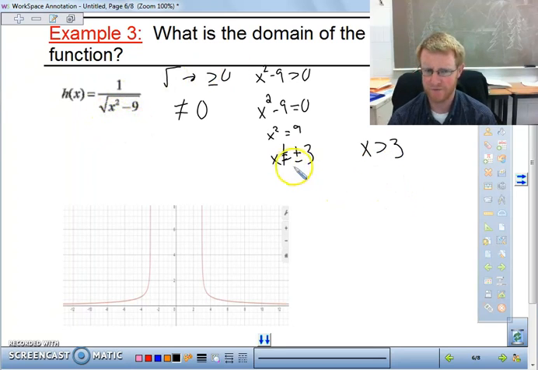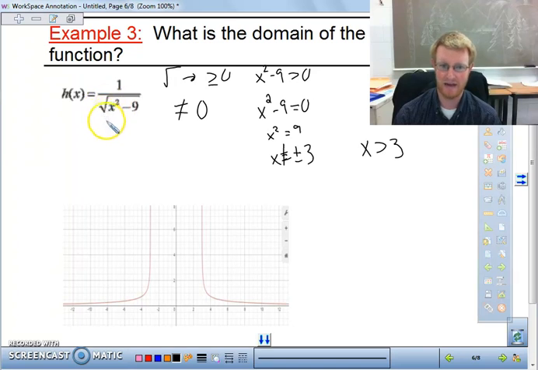What about for the negative 3? We don't want to say x can be greater than negative 3, because what happens when I put in negative 2? Negative 2 squared is 4. 4 minus 9 is negative 5, and we get a negative.